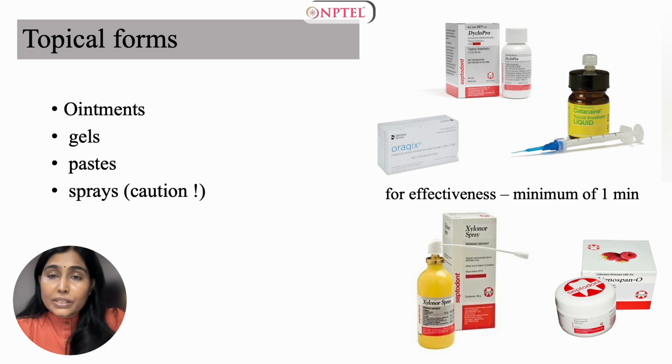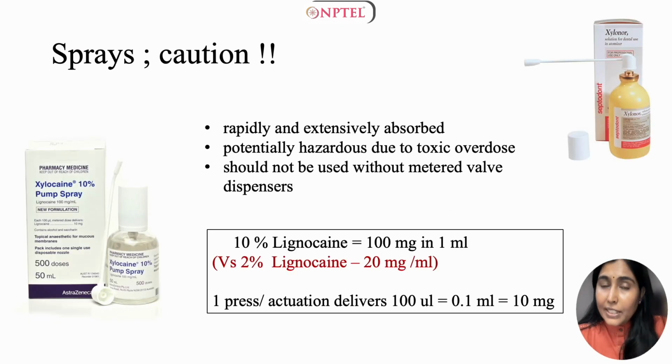Well, the first requisite to choose would be the speed of action. The fastest to act is a spray form, and hence the most popular form. But one needs to be mindful of the safety aspect of any drug formulation. Remember, the dose delivered by a spray is 10%. One press delivers about 100 microliters, which is 10 milligrams of local anesthesia. So, if you do the math, you know how serious this is.